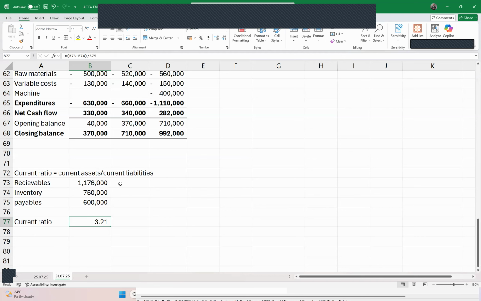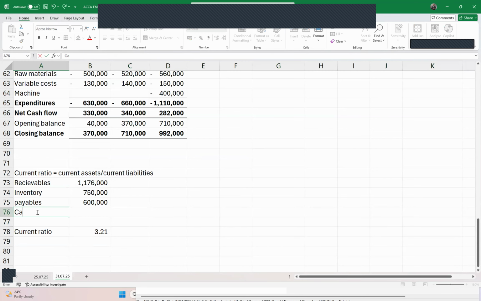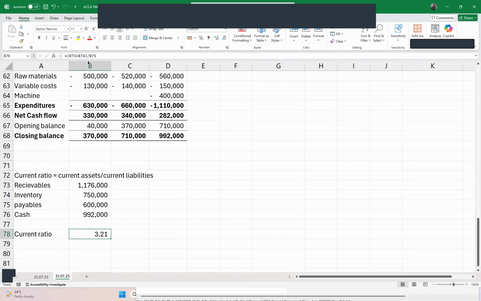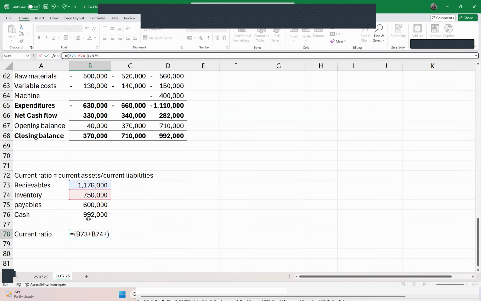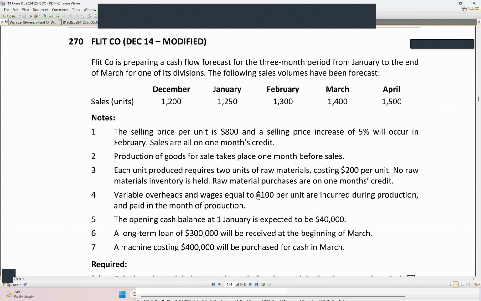Oh, I forgot something. Cash. So cash is one of the current assets. So what will be the cash balance? 992,000 as of the end of March. So you add that cash as well. So it becomes 4.86 as the current ratio. Is that clear? Yes. Okay.